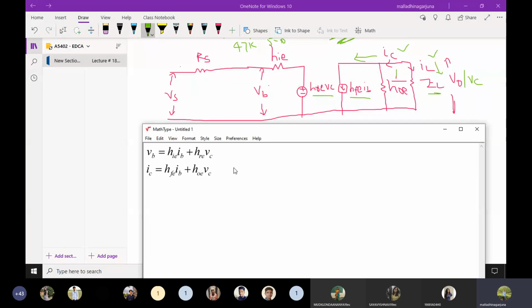VB is nothing but the input voltage. VB is equal to HIE IB plus HRE VC. IC is equal to HFE IB plus HOE VC. These two are the equations: the input voltage equation and the output current equation.